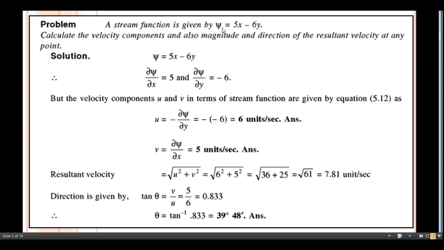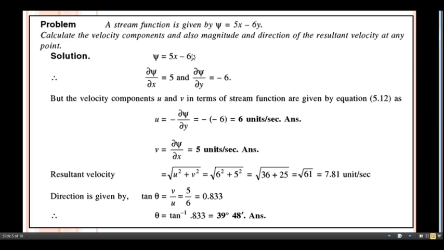A stream function is given by psi equals π x minus 6y. Calculate the velocity components and also the magnitude and direction of the resultant velocity at any point. So this is the relation with us, psi equals π x minus 6y. First of all, get ∂ψ/∂x. We need to differentiate this with respect to x. So π, and the differentiation of x with respect to x is nothing but 1.